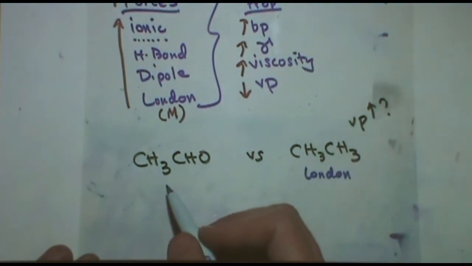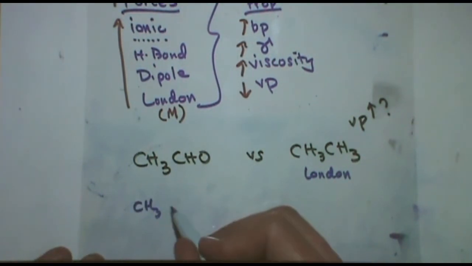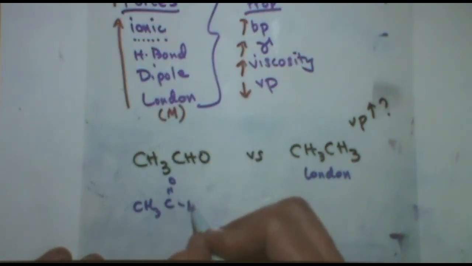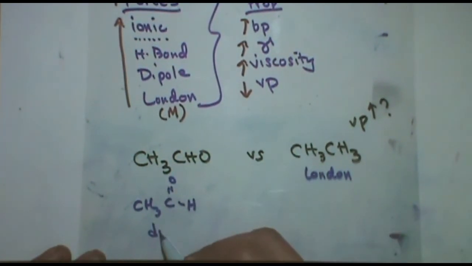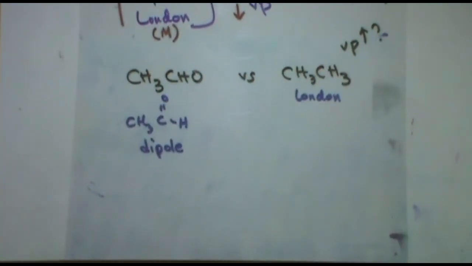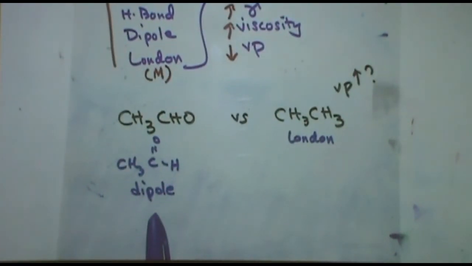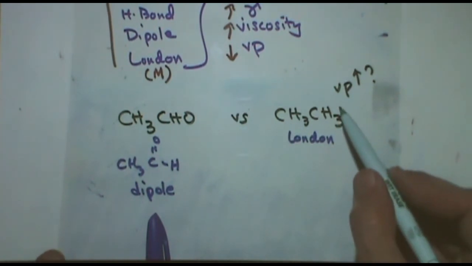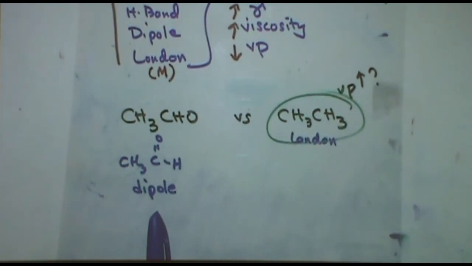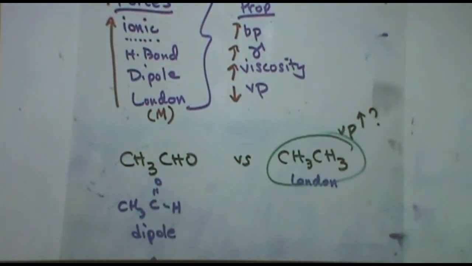Do you have a guess? Yeah, it's a dipole. Let me draw this out. Okay, so which one is dominant or stronger, right or left? Left. So the one on the left has the stronger force, so which one has the higher vapor pressure? The one on the right, the weaker one. Because as the force increases, the vapor pressure decreases. So the weaker one has the higher vapor pressure.